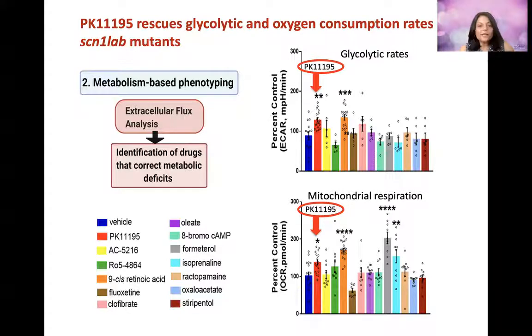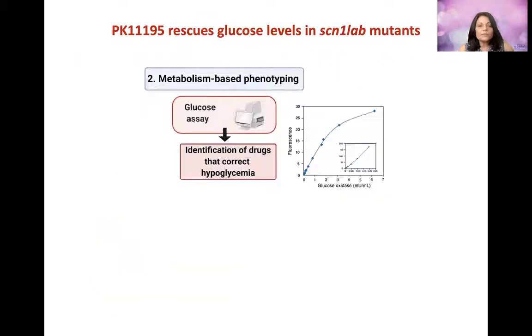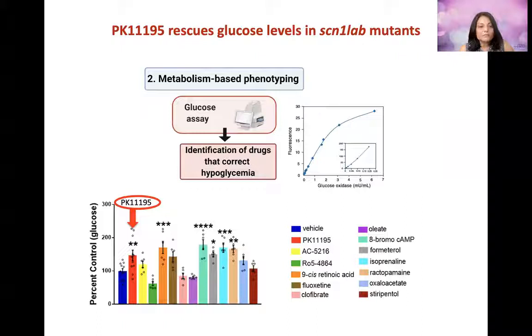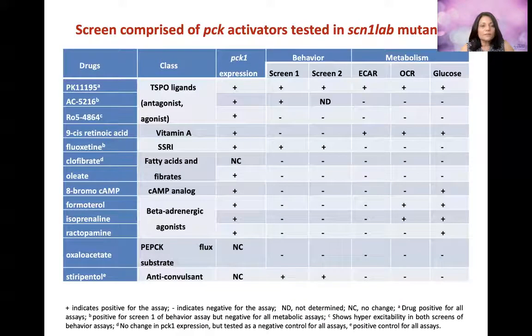From there, we asked, what about the glucose concentrations? Here's an assay for glucose levels, and were they able to actually correct the glucose deficit that we saw? The compound PK11195 again was able to rescue the deficit in glucose concentration, as well as some of the other compounds. So this data suggested that the behavior assay as well as the metabolic assays were able to pick up some hits through our screening paradigm.